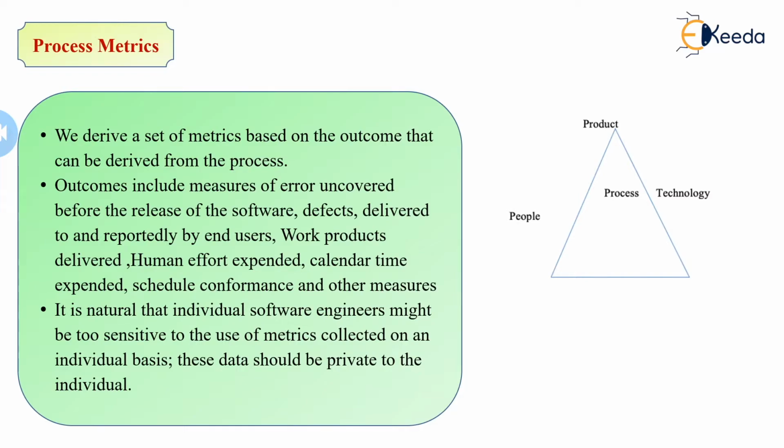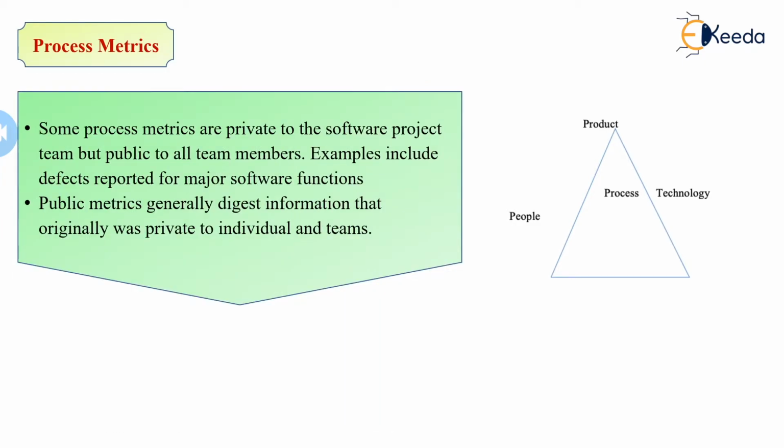Sometimes these metrics can be too sensitive, because I cannot measure those outcomes even if it goes beyond the deadline. So this data should be private to the individual, and it should not be leaked out to somewhere. Now again, the process metrics. Some process metrics are private. Some data which can be released are private to the software project team. They will not release it to an outside source.